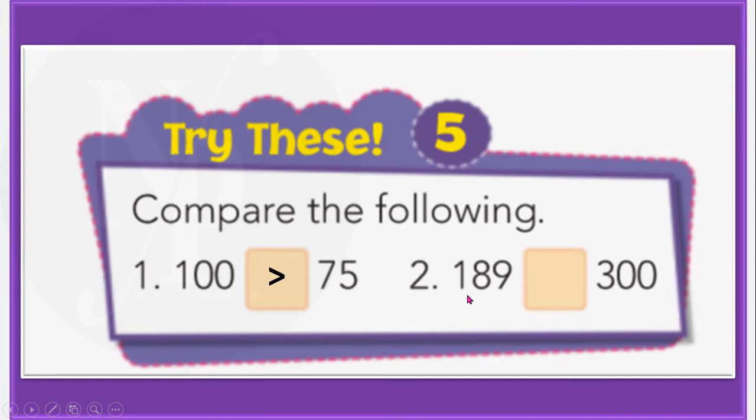Coming to second question, we have 189 and 300. Here both of these numbers are 3-digit numbers. In such cases, we need to compare the digits at greatest places. So in hundreds place, here we have 1, here we have 3. So since 1 is less than 3, the number 189 is less than 300. We need to put a less than symbol in this box.